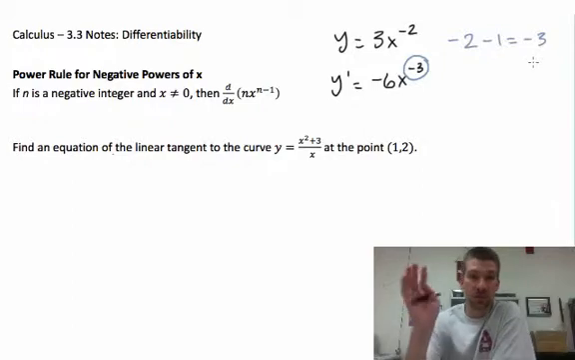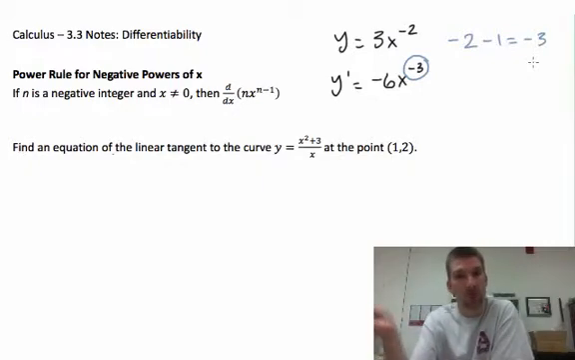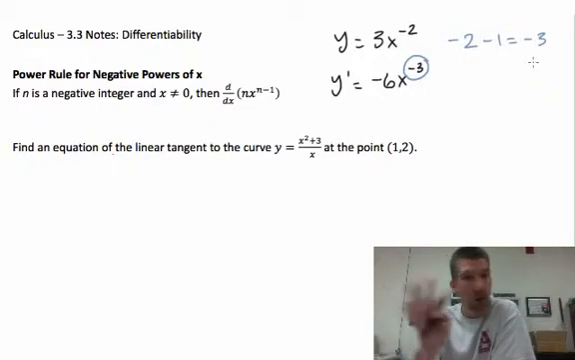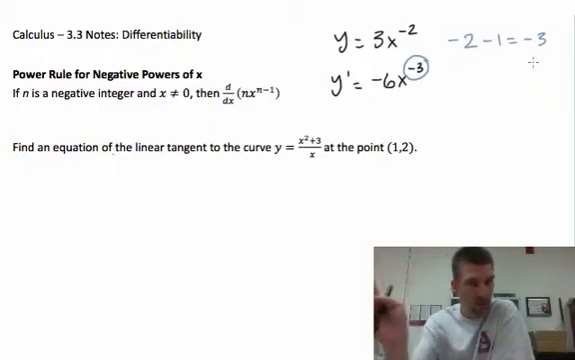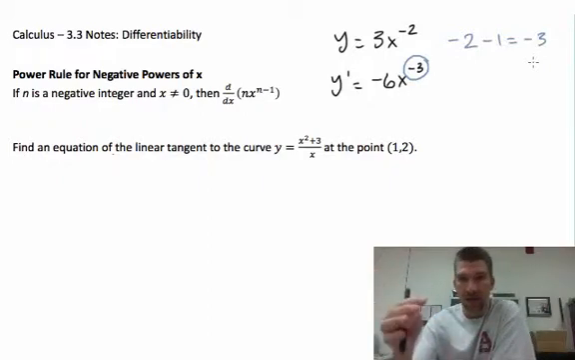This is calculus mistake number 26. Anytime you have a negative exponent and you subtract, you actually have a smaller number than where you started. So don't say negative 2 plus 1. That's a no-no, and we're trying to avoid those at all costs. Okay? So what do we got? We've got negative 6x to the negative 3.